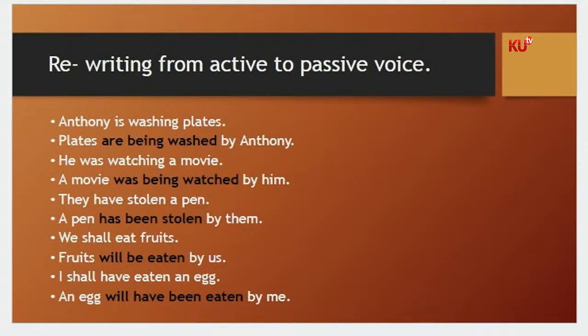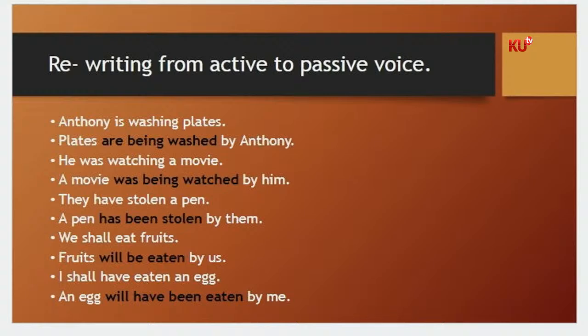And remember this sentence, he was watching. Was watching is past continuous tense. When we use past tense, we use was or were, and because of continuous "ing", we have to use being. If it were just past simple, then we use was or were alone. But it's past continuous, so we use was and being. So he was watching a movie. We say, a movie was being watched by him.